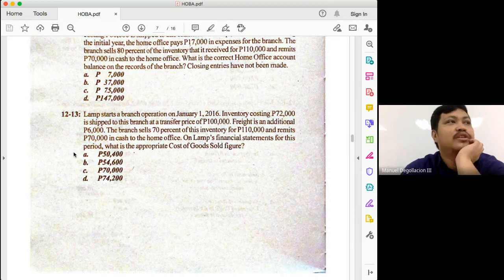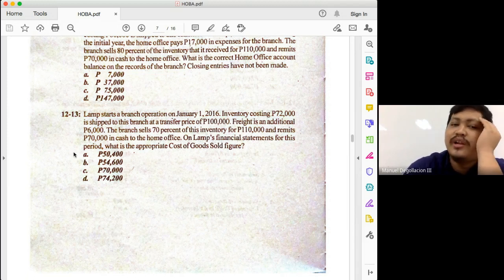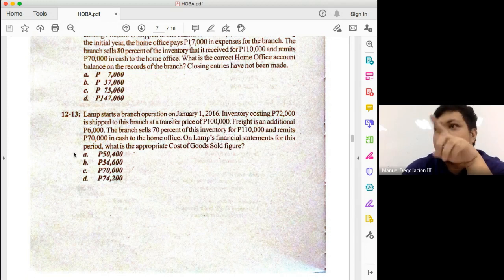Then next, what do we deduct from our sales? We deduct our cost of goods sold. Are we going to deduct the 54,600? No, because the 54,600 is the cost of goods sold as far as the home office is concerned. What are you being asked right now? To solve for the branch profit. So you need to solve for the cost of goods sold as far as the branch is concerned.